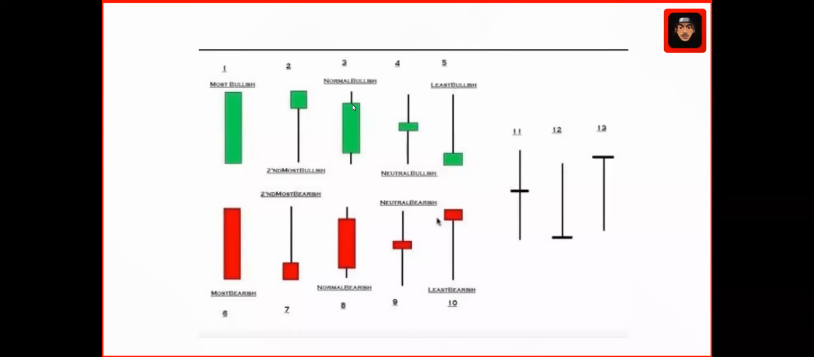A normal bullish candle is this right here. You have a little small upper wick, you have a small lower wick, and a nice big green body. Then you have a neutral bullish candlestick, which is more like doji territory. And then the least bullish, which sometimes in the strat we refer to as shooters. And then the opposite would be the bearish.